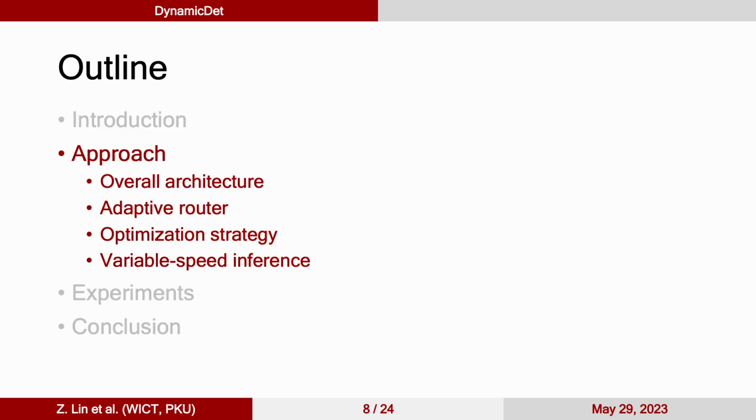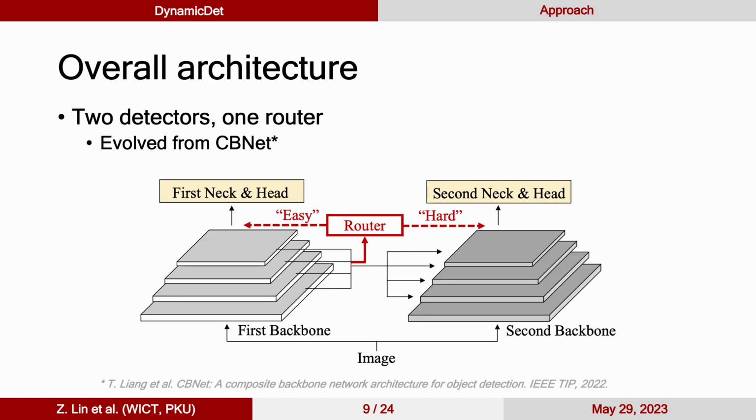Next, we will introduce our approach, which consists of 4 parts: overall architecture, adaptive router, optimization strategy, and variable speed inference. The overall architecture of our dynamic detector is shown in this figure, which is evolved from CBNet and consists of 2 detectors and 1 router.